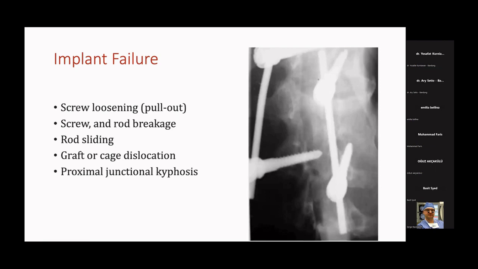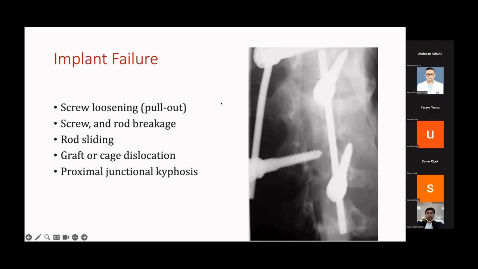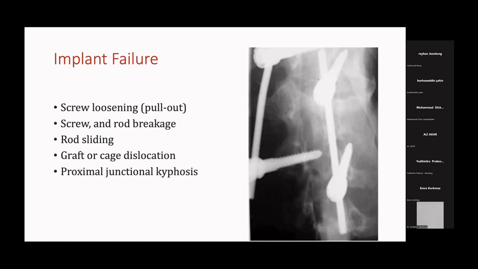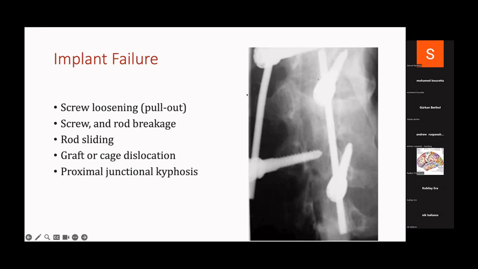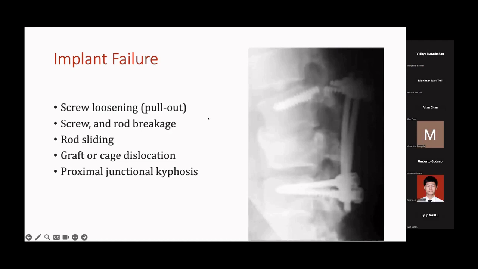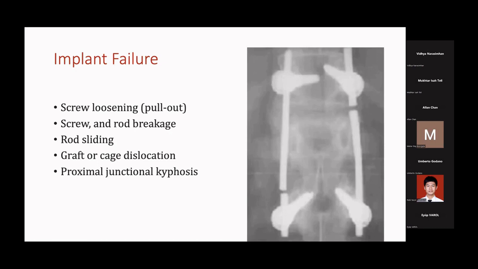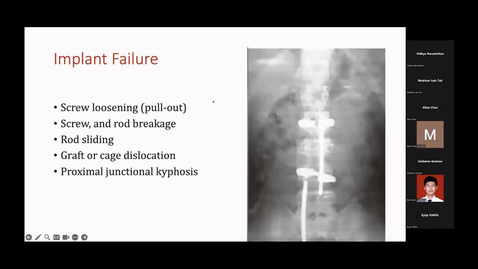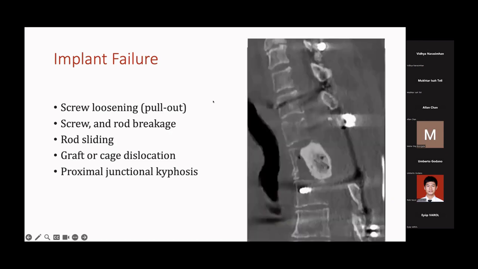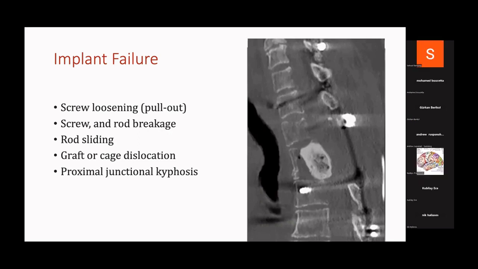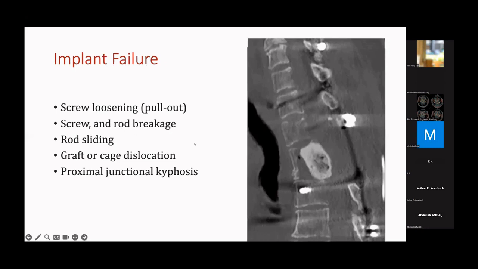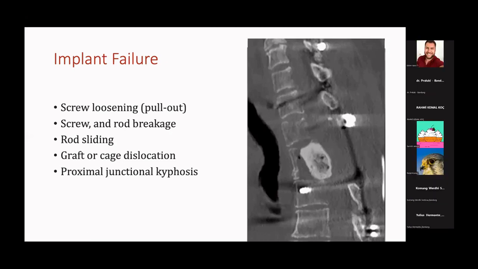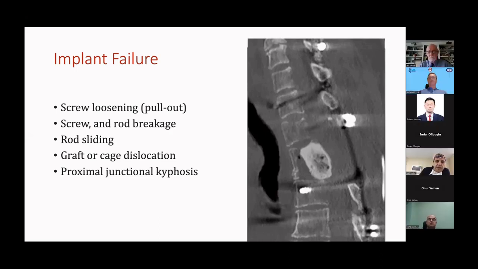So in practice, we can see different types of implant failure. For example, as you can see here, we can see screw loosening, especially in patients with poor bone quality. It may cause pull out of the system. Screw fracture and rod fracture are other common complications. Rod sliding, graft and cage dislocation also are very important. And finally, as we discussed now, proximal junctional kyphosis is another problem which we encounter in geriatric patients with degenerative spinal disorder.